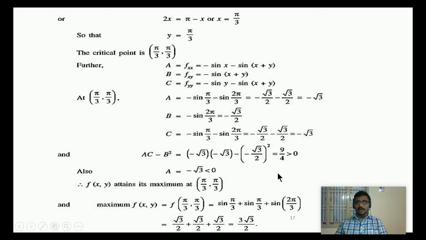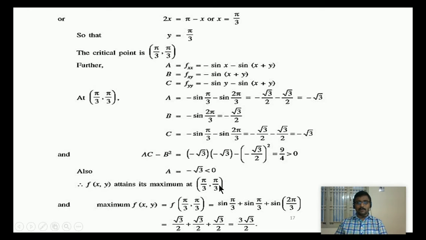So is 9 by 4 positive or negative? Clearly a positive quantity. So AC minus B square is greater than 0. But what is A here? The A value at the stationary point is negative root 3, which is a negative quantity, so less than 0. So AC minus B square is positive and A is negative. By the working procedure, the function attains its maximum value at this stationary point pi by 3, pi by 3.